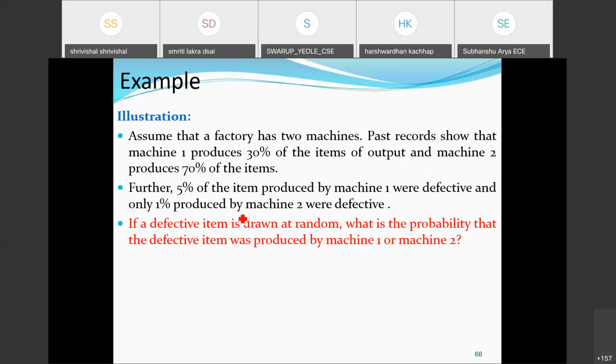So to be clear: machine 1 has a 30% output share, machine 2 has a 70% output share. Out of that, machine 1 has 5% defective items, and machine 2 has 1% defective items. If a defective item is drawn at random, what is the probability that it was produced by machine 1 or machine 2? If I randomly draw an item, what is the probability that it is defective?